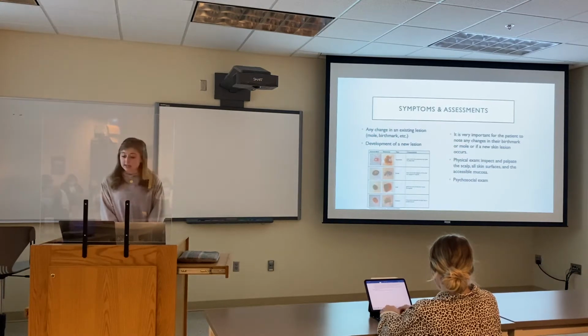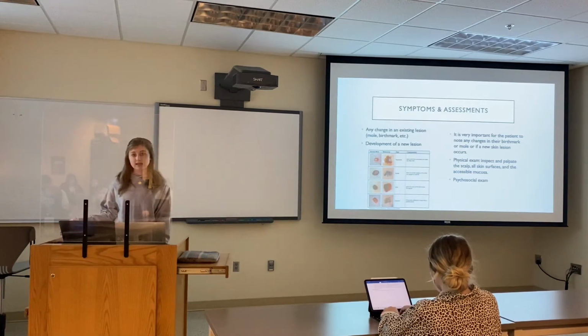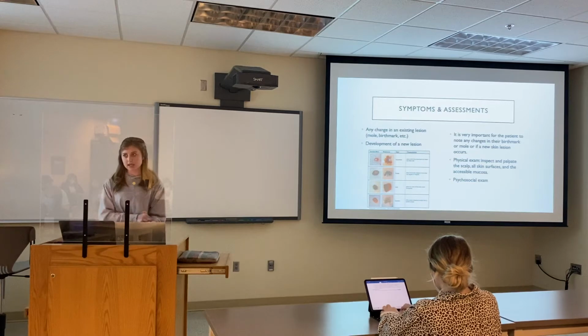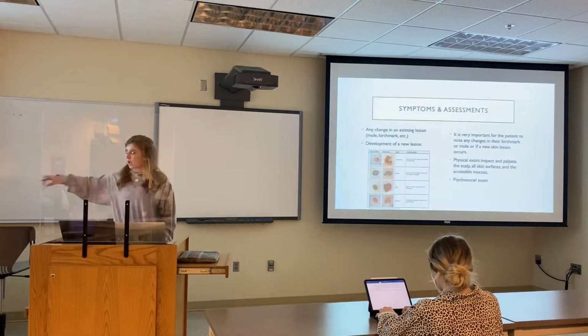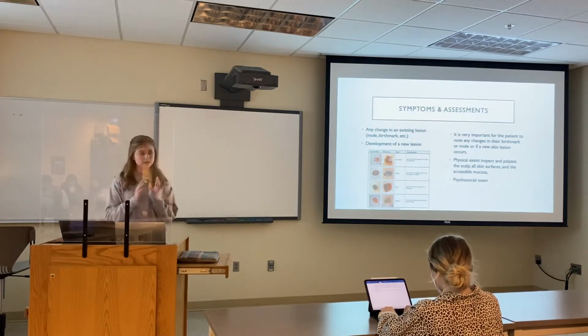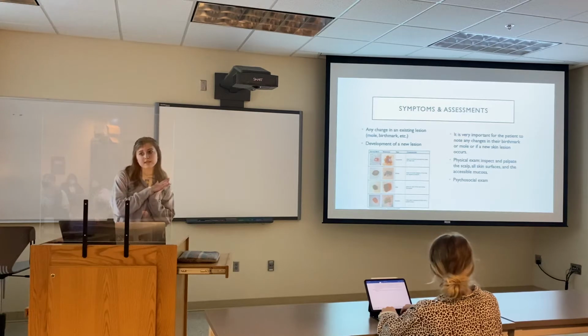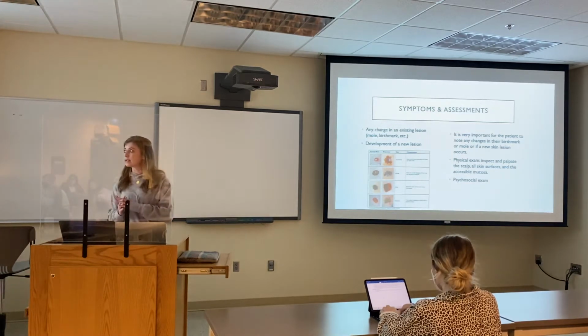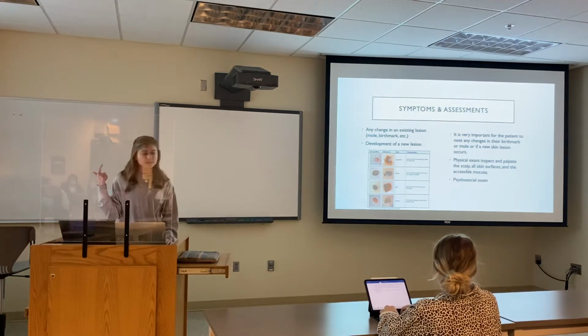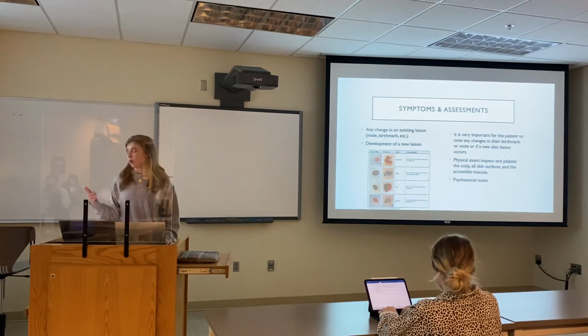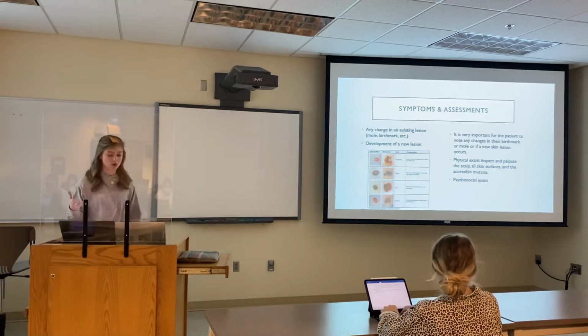So symptoms and assessments. Basically for symptoms, if they have any change in an existing lesion, which is a mole, birthmark, any other skin abnormality, and then development of a new lesion. So the photo underneath there compares side by side a normal mole and then different ways that melanoma presents. And the way to remember that is A, B, C, and D. So asymmetry, border, color, and then diameter.